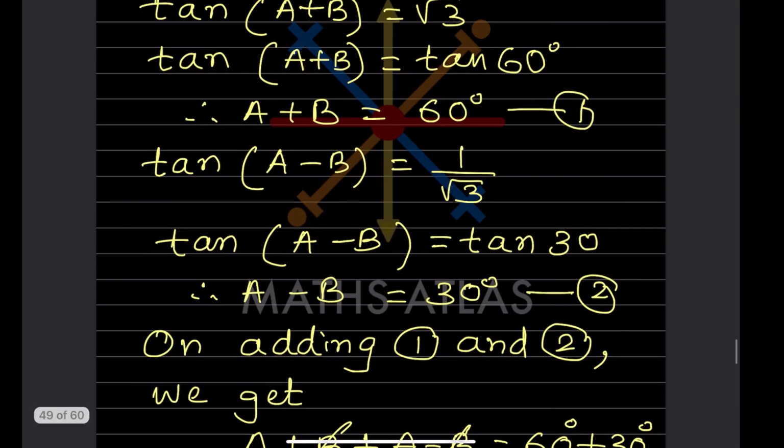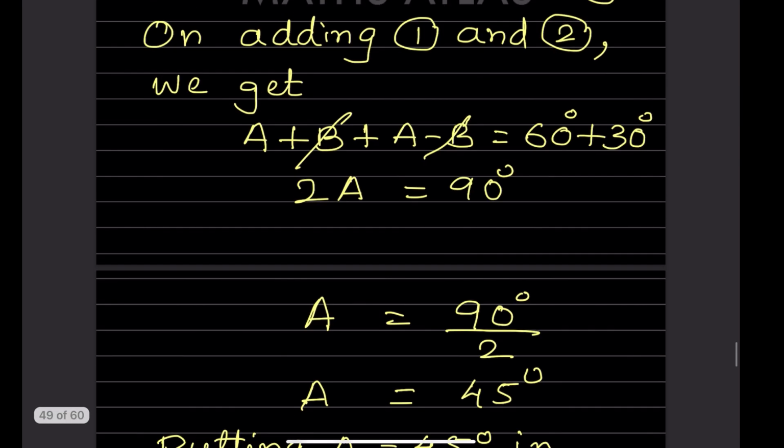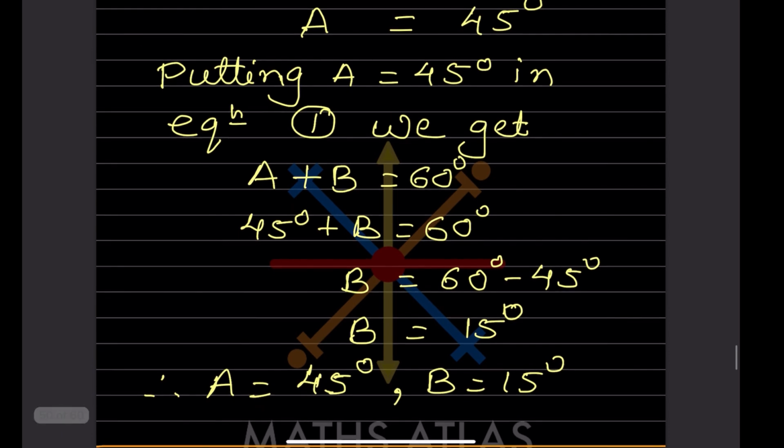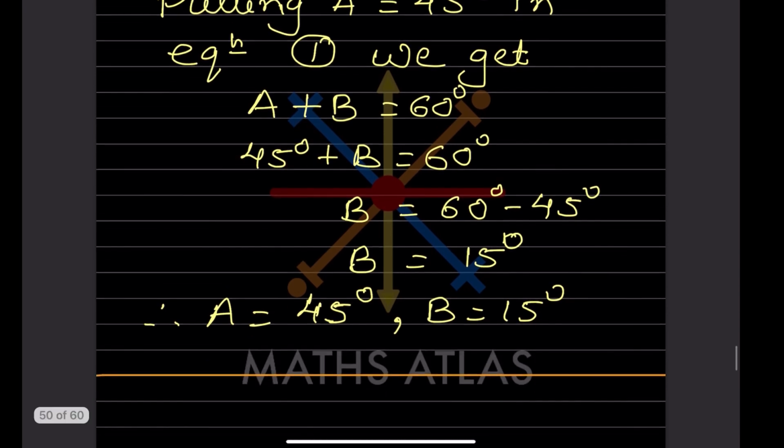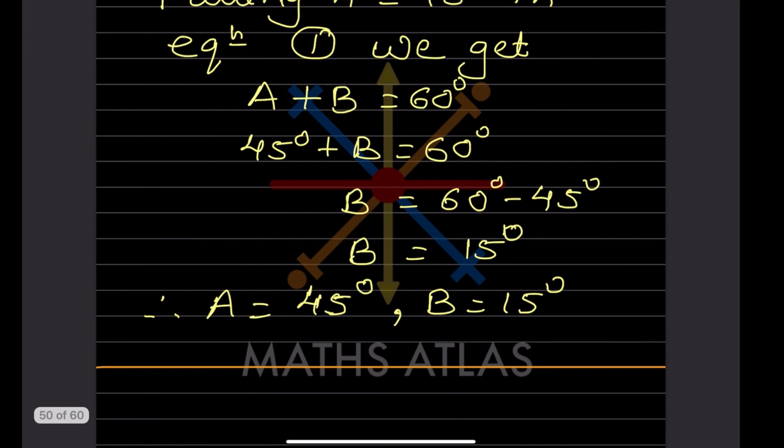Putting A is equal to 45 in equation number 1, what do we get? Equation number 1 is A plus B is equal to 60. If we put here 45 in place of A, we get B is 60 minus 45, that will be 15. So now we can see that A is 45 and B is 15. That is what they asked, the values of A and B.